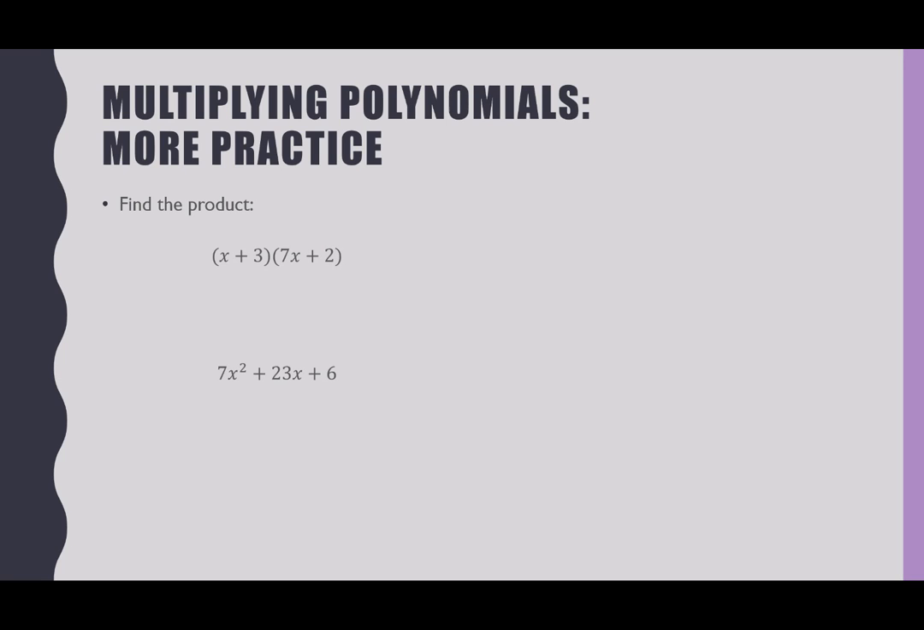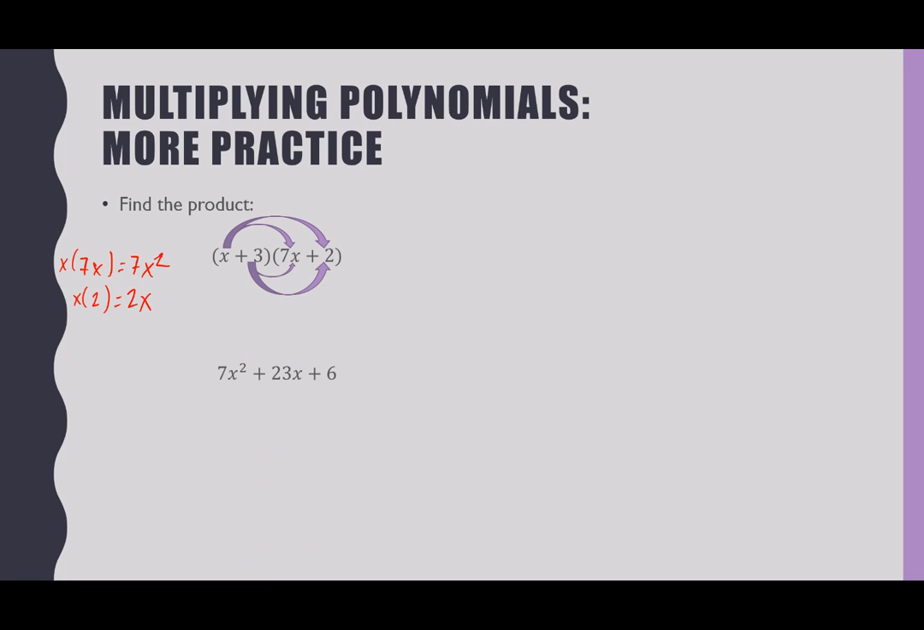So again, walking through it step by step, distribute the first term of the first set of parentheses to both terms in the second set of parentheses. So that looks like this. x times 7x equals 7x squared. And then you've got x times 2, which is just 2x.